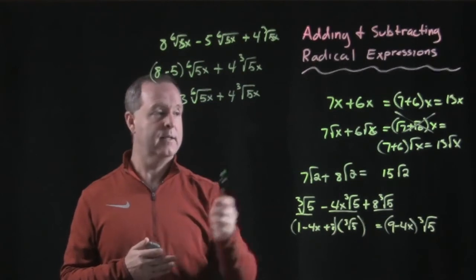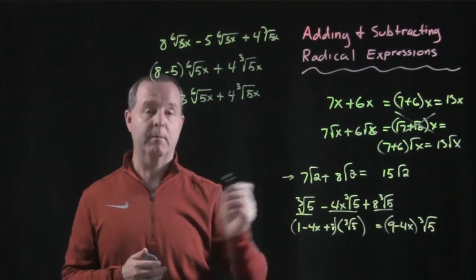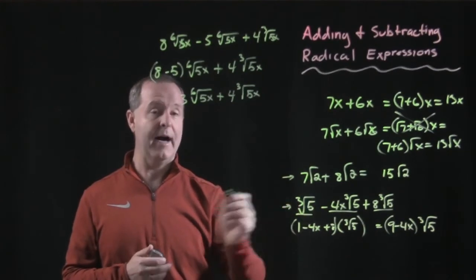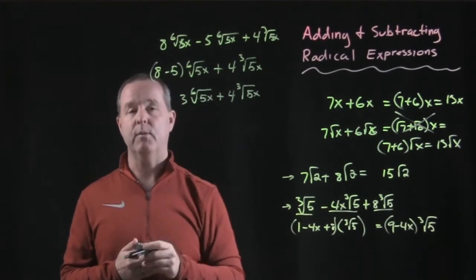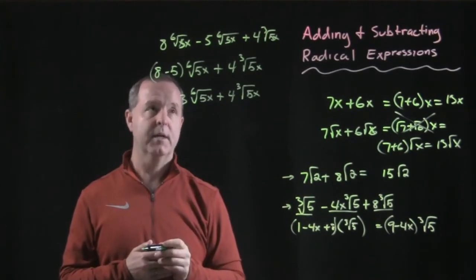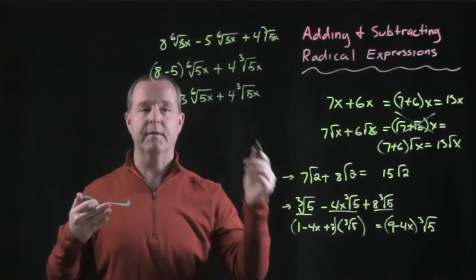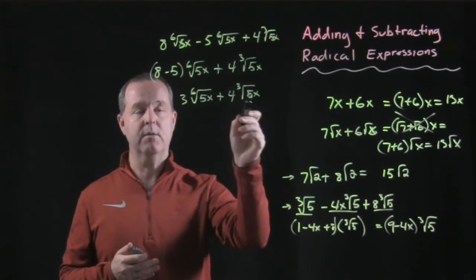like indexes. Our first example, those are both square roots. Second example, everything was a cube root of 5. And our last example, we had 6 roots and 3 roots, or cube roots. So I was only able to add a couple of those, but I wasn't able to add both the 6 5x's and the cube roots of 5x's.